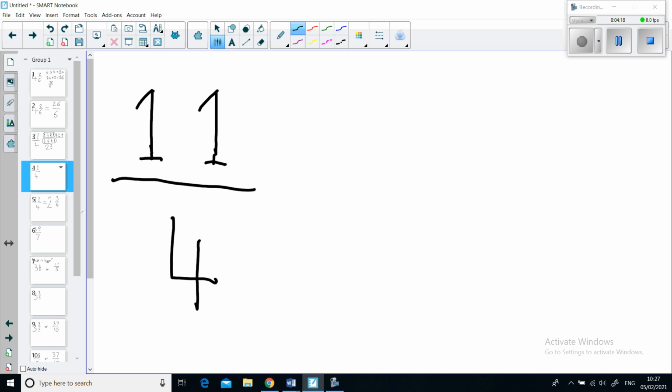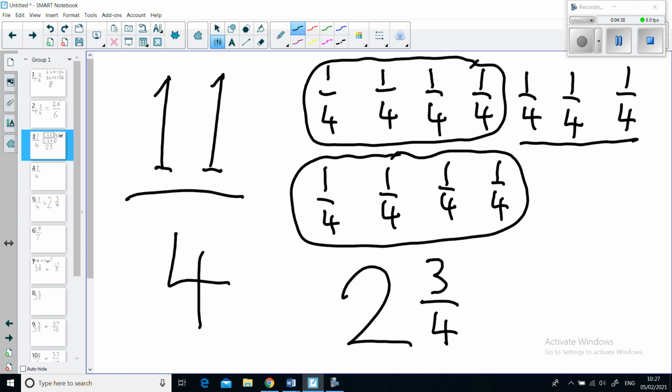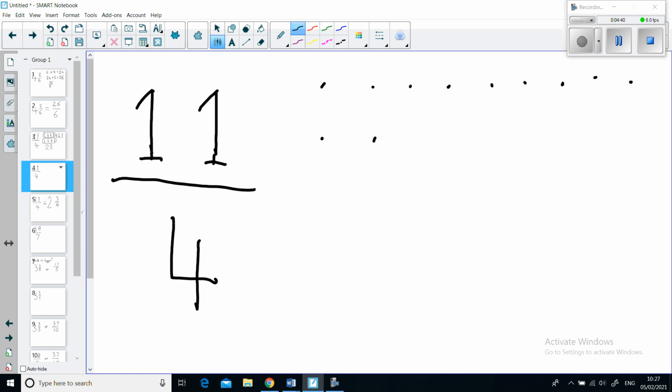Now, another way of doing this is, instead of doing your 1 quarter, 1 quarter, 1 quarter, you can just show this instead by doing dots. Okay, it's a little bit easier way of doing it. So 1, 2, 3, 4, 5, 6, 7, 8, 9, 10, 11. Okay, so there are my 11 quarters. I've just shown it in dots instead, so it's exactly the same as this, but instead of having to write out a quarter each time, I've just displayed it as dots just to help me.